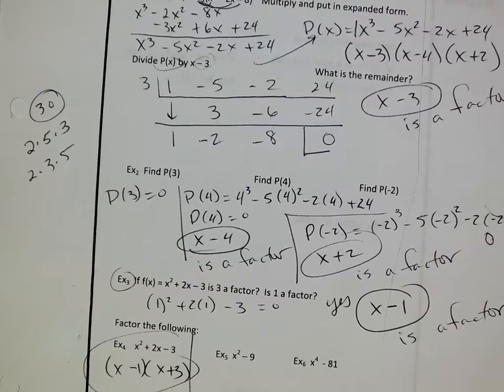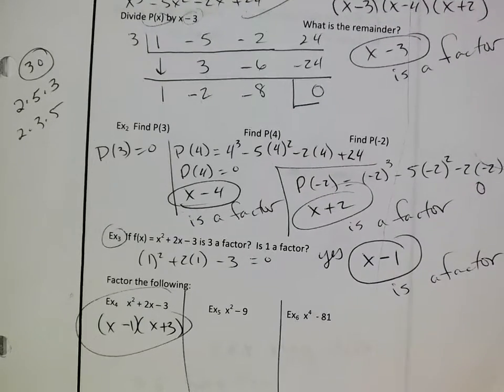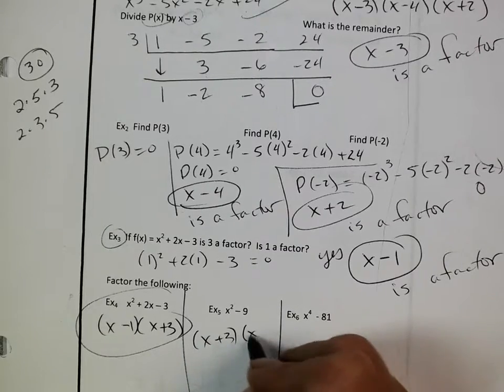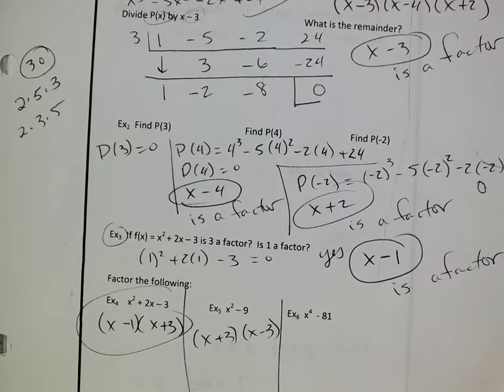Example 5. Let's just factor it, right? So if I factor example 5, x plus 3, x minus 3. And if you plugged in 3, you'd get a 0. And if you plugged in negative 3, you'd get a 0, right? You can just see that one, okay? Easy. Okay, example 6. What are we going to factor that into?